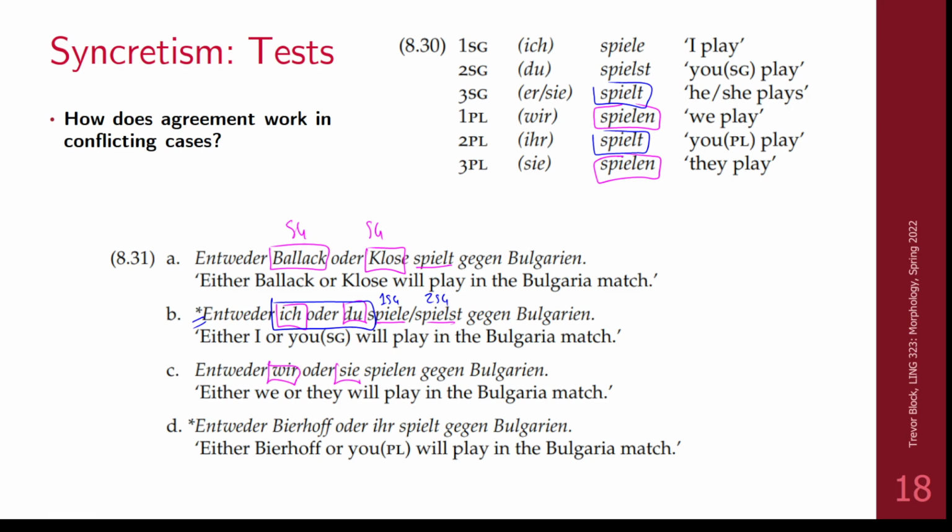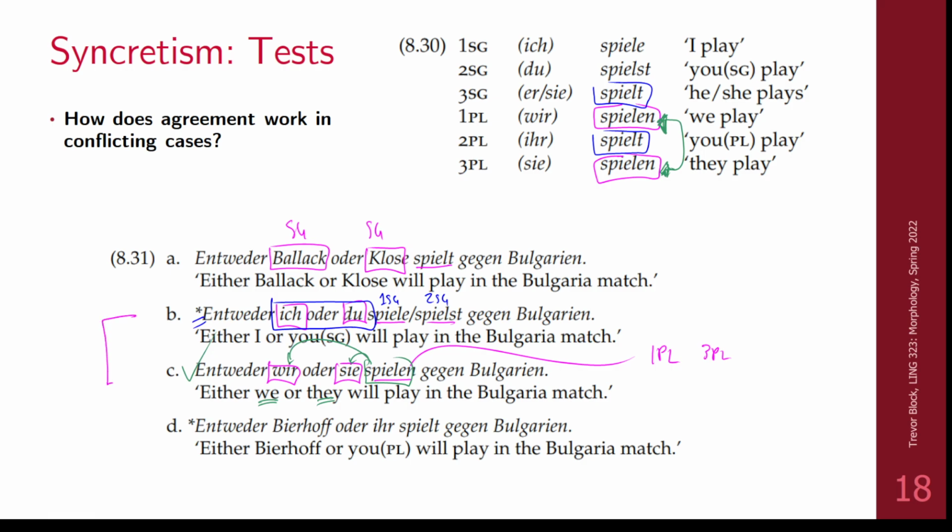Now let's compare it to the C. Either we or they will play, and this is spielen. So this is either going to be first person plural or third person plural marking. So when we think about we or they, well, we is first person plural, they is third person plural. So if these actually take different forms of the verb, this should be ungrammatical. This will only be grammatical if spielen works for both they and we together. And because it is grammatical, because it works, we know that these have been syncretized. These are not accidentally the same, like sounding the same. These actually have the same meanings because they work with agreement.